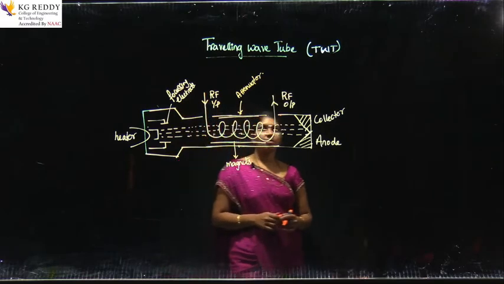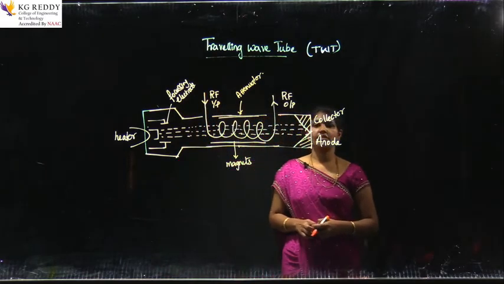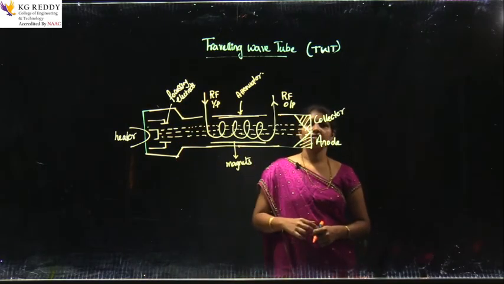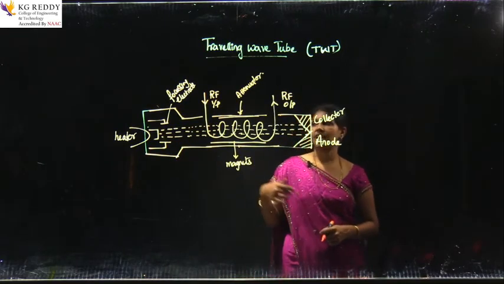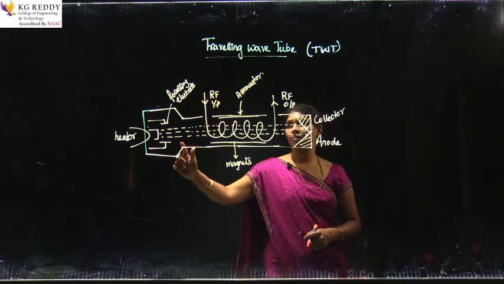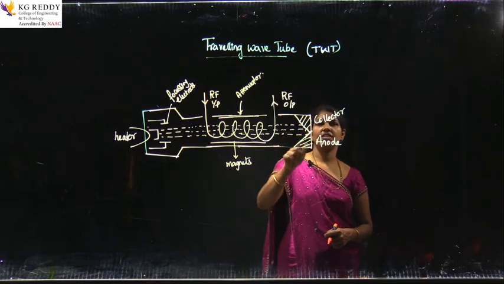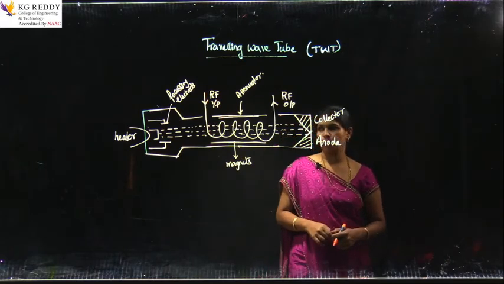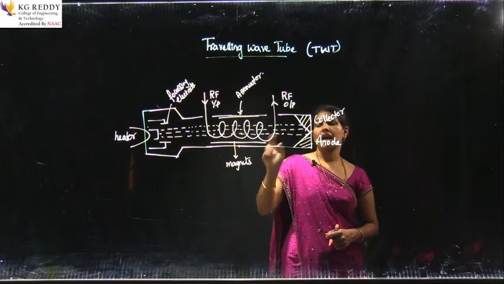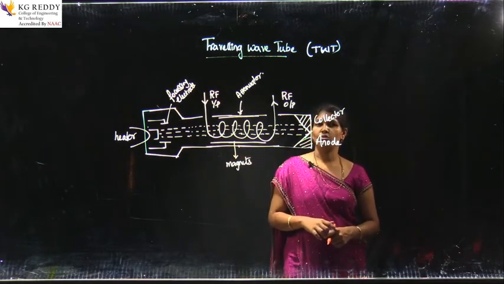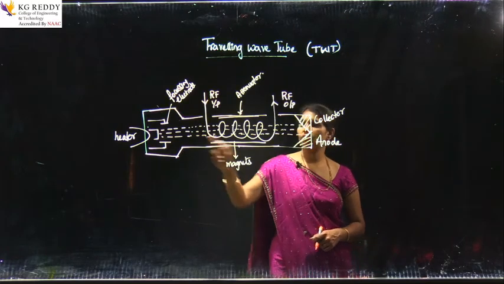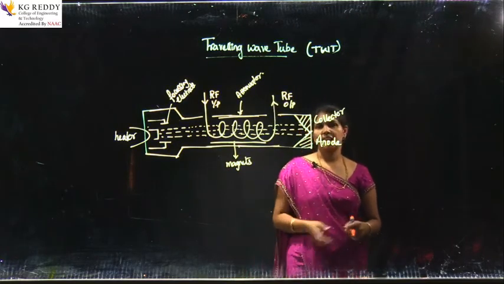Now the difference between the klystron and travelling wave tube is, in the klystron the electron beam interacts with the standing wave of RF signal, but here the electron beam is interacting with the travelling RF signal, hence it is known as travelling wave tube. And because the interaction time is more, the amplification of the signal is also more here compared to the klystron. This is also called distributed interaction.